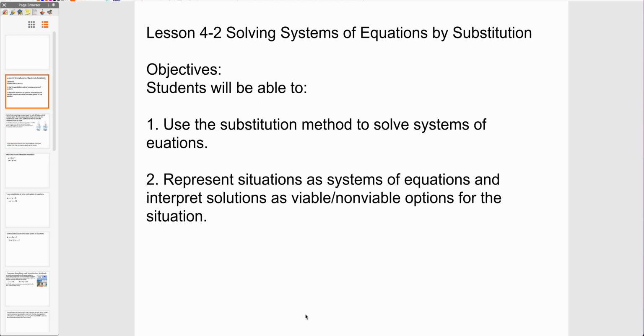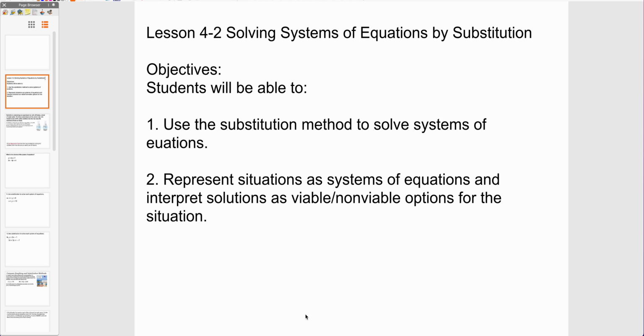Carrying on with systems of equations, we looked at solving systems of equations by graphing. So we know where the two lines on the graph intersect is going to be the solution to a system of equations. Now we're going to look at solving systems using other methods. And this method is substitution. Substitution just means putting one value in place of another value, right? And so we can substitute to solve systems.